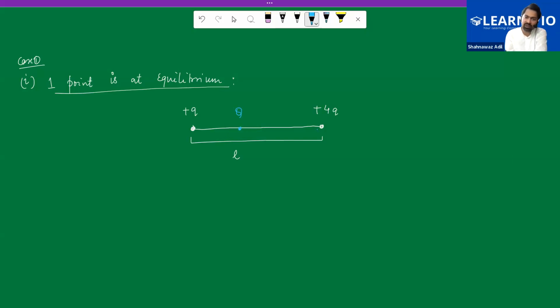We are not focusing on the other points. Let's call the points A, B, and C. So this C is at equilibrium. We are not thinking about points A and B. That is one kind of equilibrium. The question is to find out the position of Q so that it is at equilibrium.